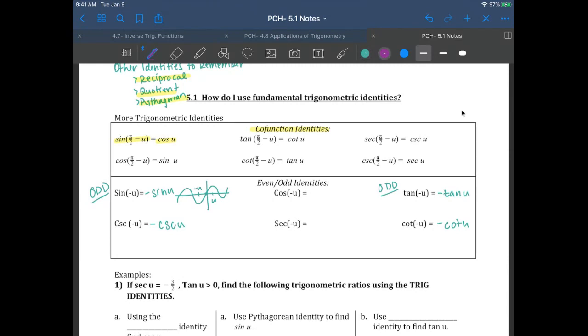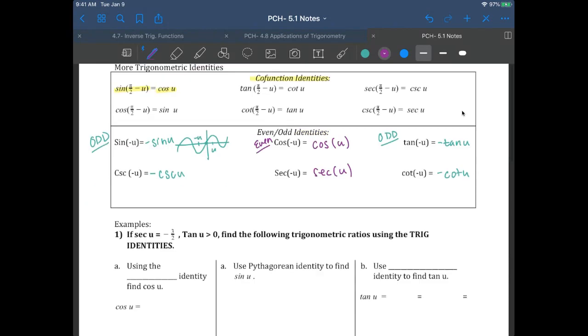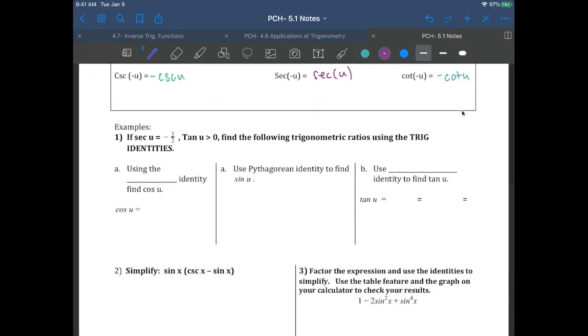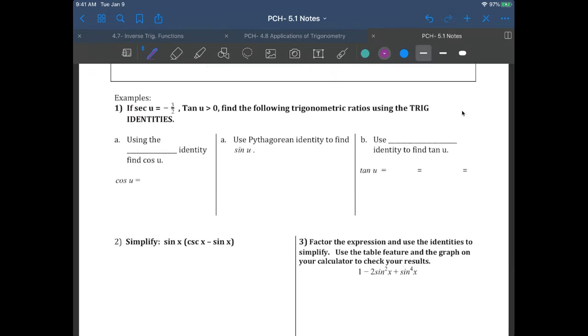Cosine is the only one that's even, and its reciprocal is secant. So cosine of negative u is equal to cosine of positive u, and secant of negative u is equal to secant of positive u. All right, so we're going to use some of our trig identities from the past to help us solve for these ratios. So this is just another way to solve for ratios of the sides.